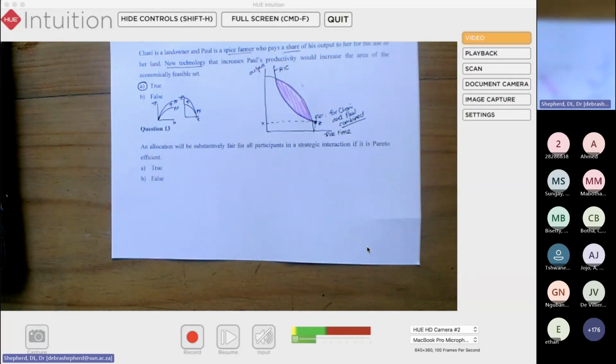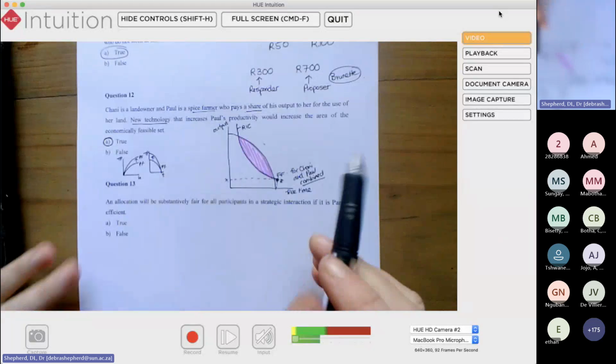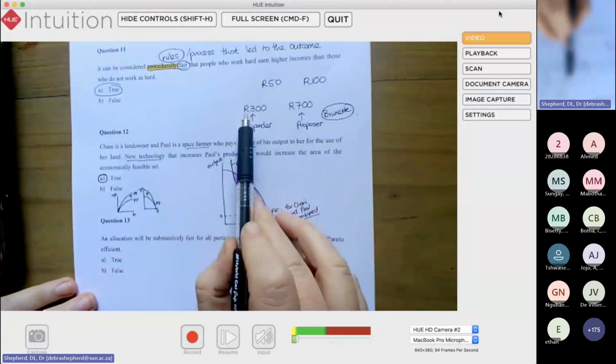Okay, so substantive fairness has to do with the actual allocation. When we're judging substantive fairness, we look at the amounts that each person gets.